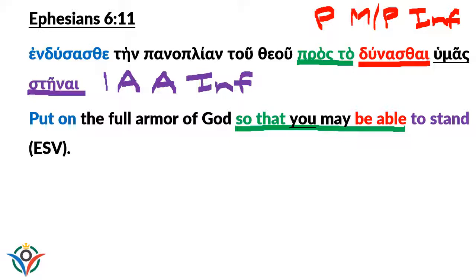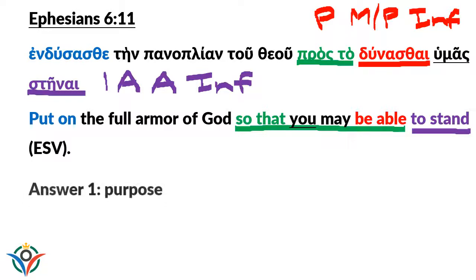And just to point out there that humas is functioning as the AGR, the subject of the infinitive. And dunasthai is a volitional verb. And we see there that steinai is therefore completing that volitional verb. So we have, so that you may be able to stand.